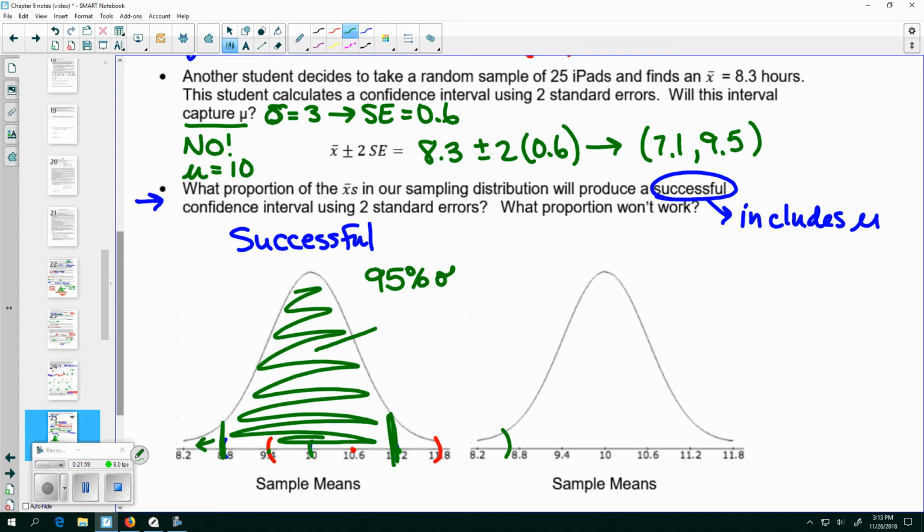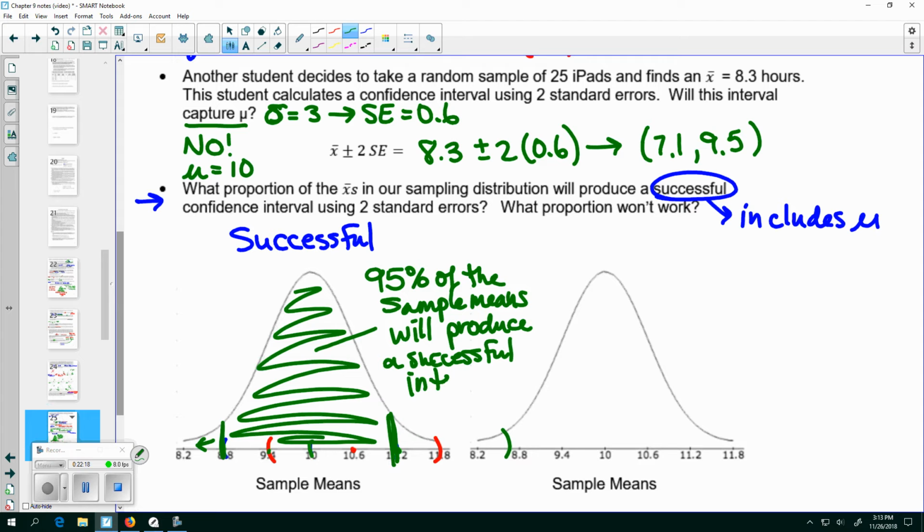So 95% of the sample means will produce a successful interval, which means they produce an interval that includes 10 or 10 hours. Right, that's good news. That happens a lot. 95% of the time is a lot of the time. Right? The bad news, obviously, is that there's still some that aren't going to work.